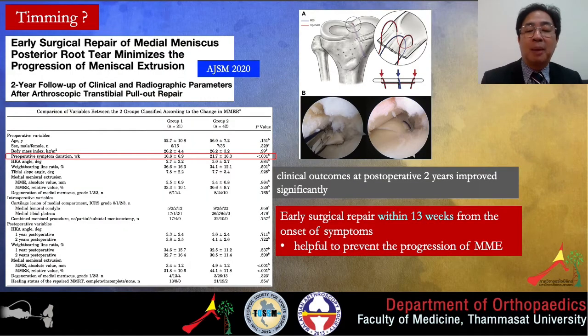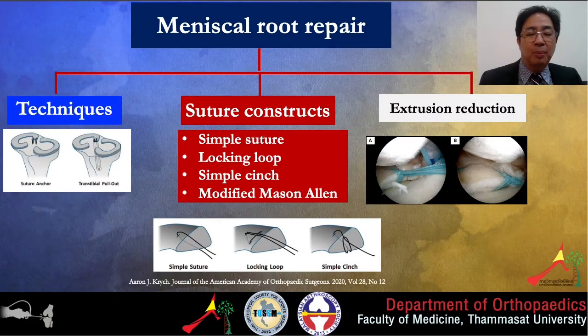What is the proper timing of meniscus repair? This article in the American Journal of Sports Medicine last year suggests that early surgical repair of the meniscus root within 13 days after the injury can prevent the progression of medial meniscus extrusion. Now let's talk about the surgery. I will discuss the different techniques of surgery, suture constructs, and whether we need extrusion reduction.